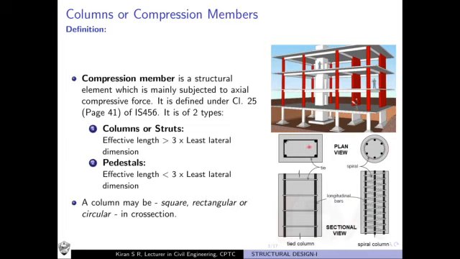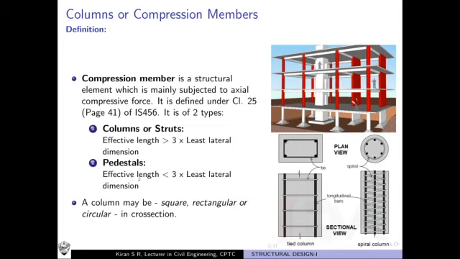Okay, so if you know the height of the column, and if this height or the effective length of the column is greater than 3 times the least lateral dimension, then you call such structural elements as columns. Okay, columns or struts. On the other hand, we can also define pedestals if it is the other way around, that is, the effective length is less than 3 times the least lateral dimension, or in other words, the height of the member is less than 3 times the least lateral dimension.